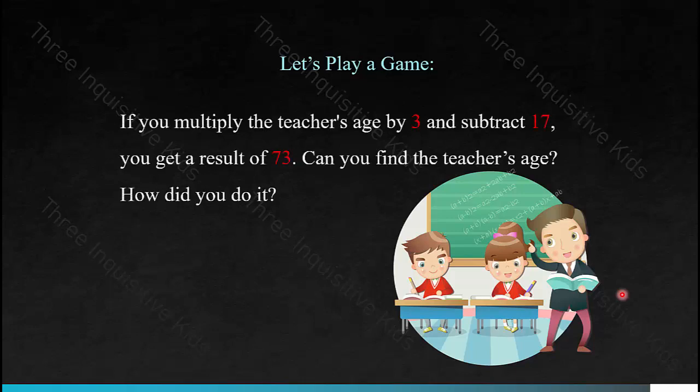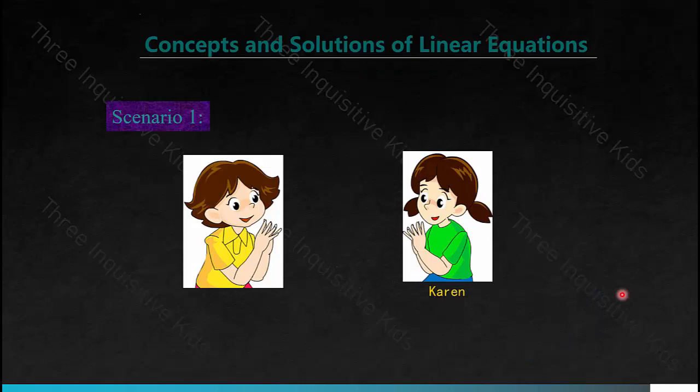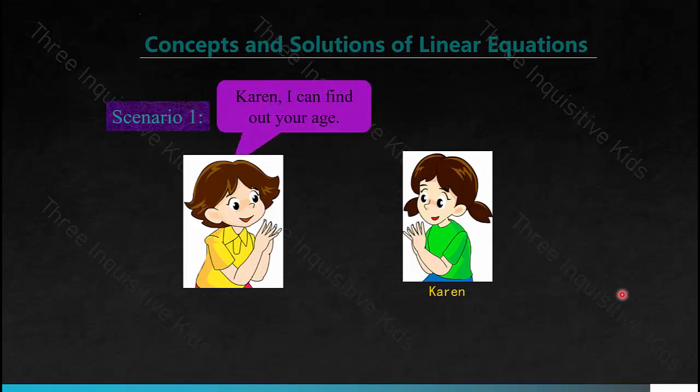If you multiply the teacher's age by 3 and then subtract 17, you get a result of 73. Can you find the teacher's age? And how do you do it? Pause the video and ponder for a moment. You don't know the teacher's age, but how can you find it based off of the information you're given? After learning about linear equations, this is a problem you can solve quickly.